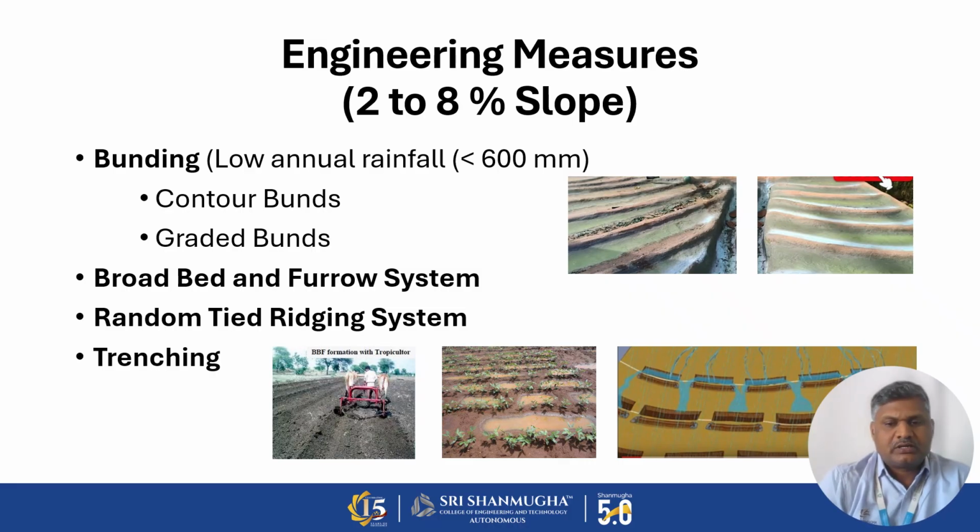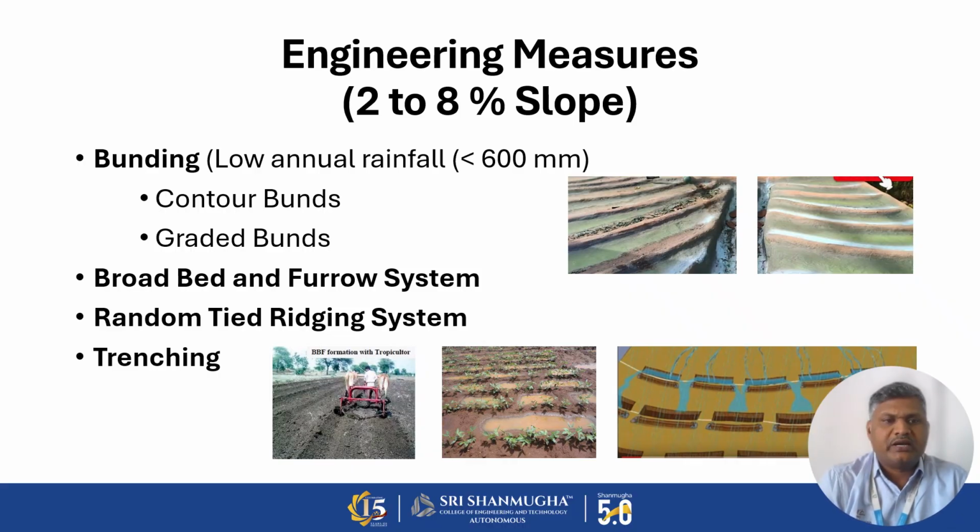In these engineering measures, we can adopt different measures for controlling the soil as well as water. One is called bunding, which is nothing but contour bunding. Contour bunding can be adopted where the annual rainfall is low, that means the average annual rainfall is lesser than 600 millimeter. In this area, we can adopt contour cultivation.